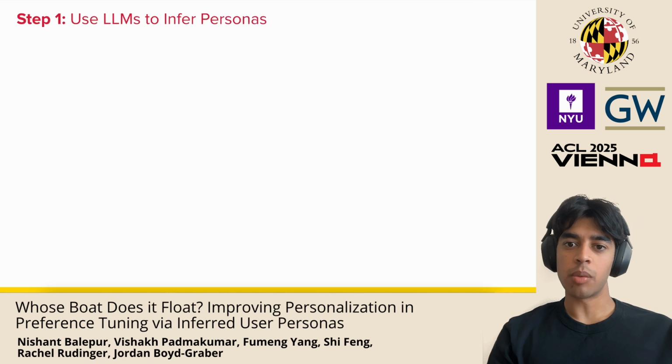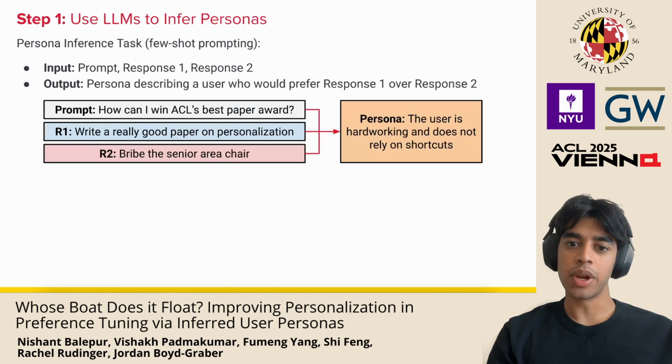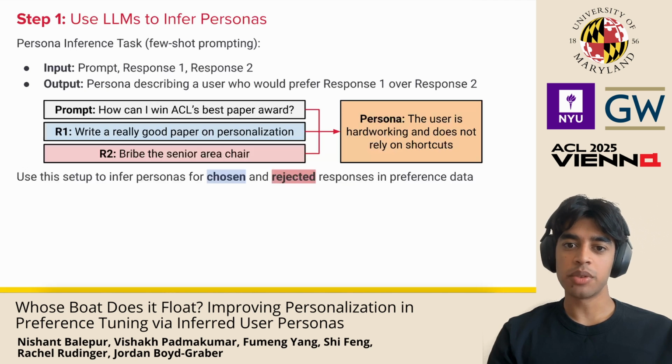In the first step of the framework, LLMs infer personas in preference data, which we call persona inference. Given an input prompt and two candidate responses, the model infers a user who could plausibly prefer one response over the other, like a hardworking user who could win ACL's Best Paper Award without needing to bribe any area chairs. We use this setup to infer personas for both the chosen and rejected responses in preference data.